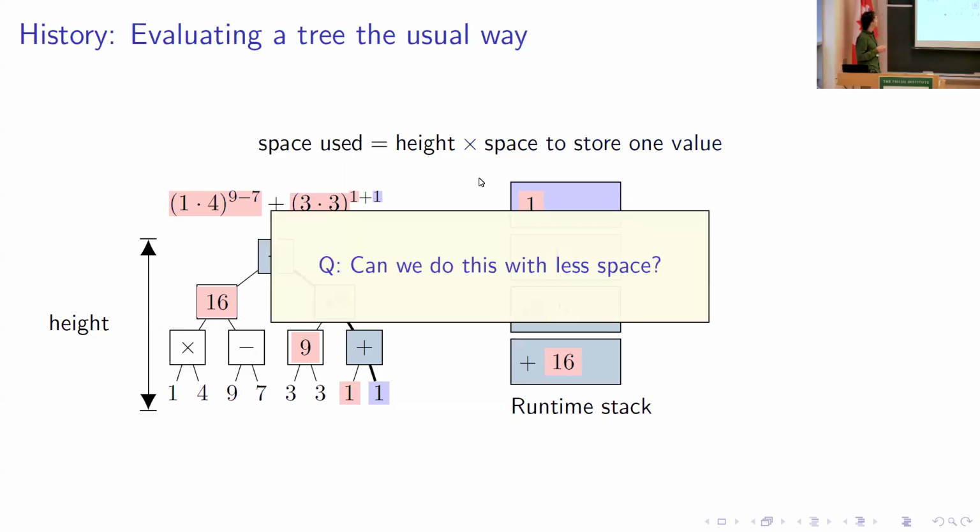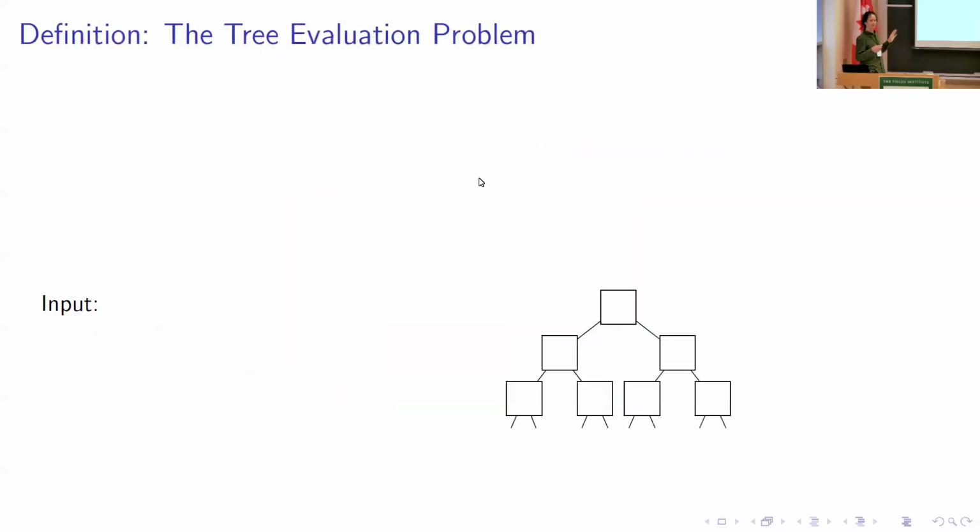So the question I want to ask today is, can we do better than this? In other words, can we come up with an algorithm that uses less space than that? So I think this is interesting from a practical point of view, but this actually arose in the context of theory. And so to explain why this is interesting for complexity theory, the first thing I'm going to do is describe a little more precisely what exactly the tree evaluation problem is.